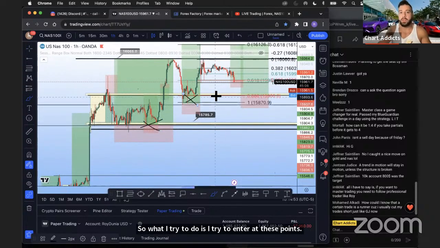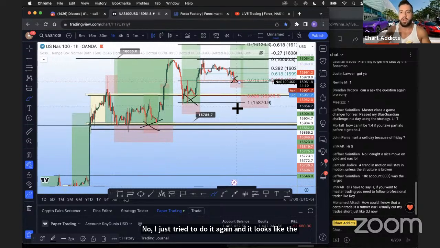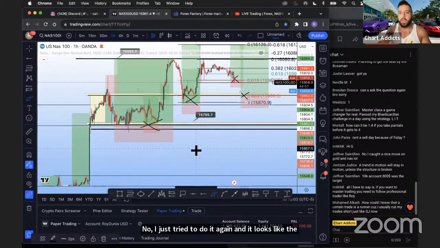And then I try to hold until the next high comes in. Now I just tried to do it again, and it looks like the market is about to violate. And so I'll let this trade hit SL, and I'll re-enter down here.